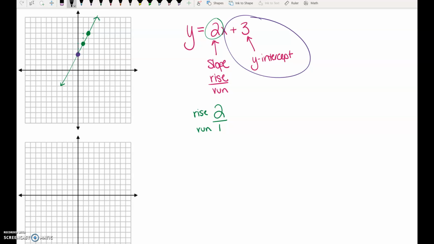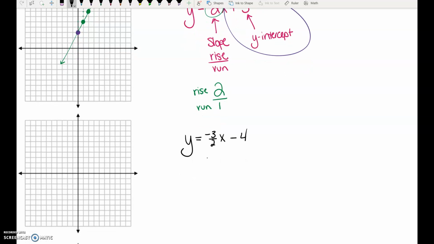Now, sometimes we are given an equation that isn't so perfectly ready to graph. Next, we're going to graph one that looks like this. y equals negative 3 halves x minus 4.